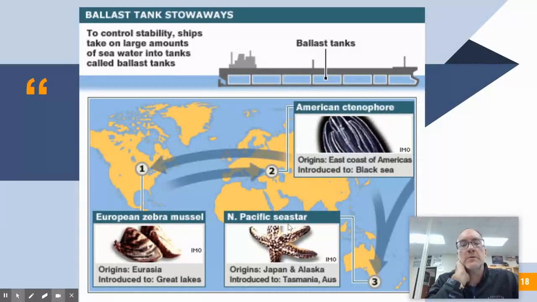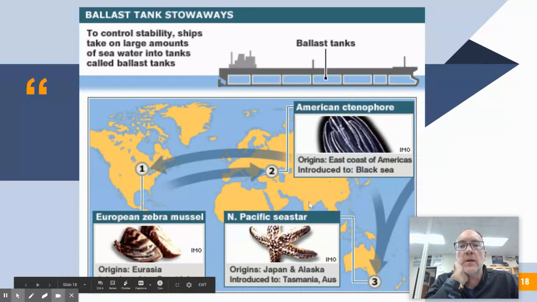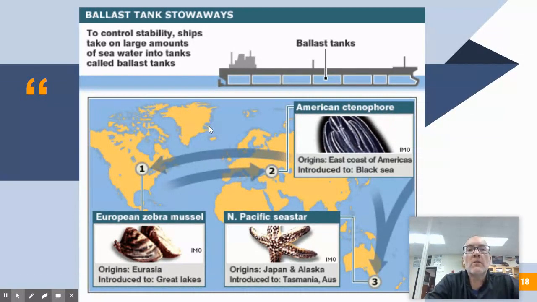You can see that we are receiving and giving in terms of invasives. The northern Pacific sea star, for example, is from Alaska and has colonized Australia. So invasives get around, and we definitely need to monitor these ballast tanks and get better at making sure those invasives are not able to get to new places.